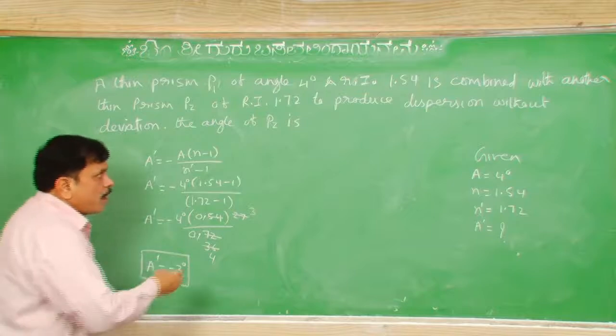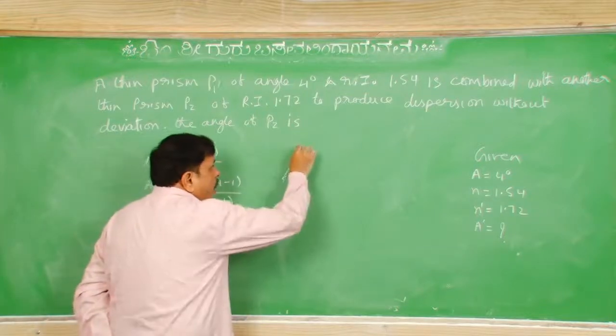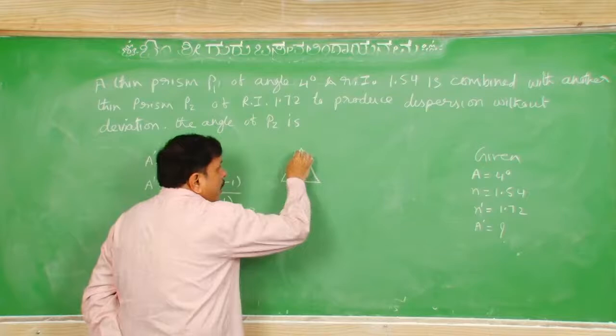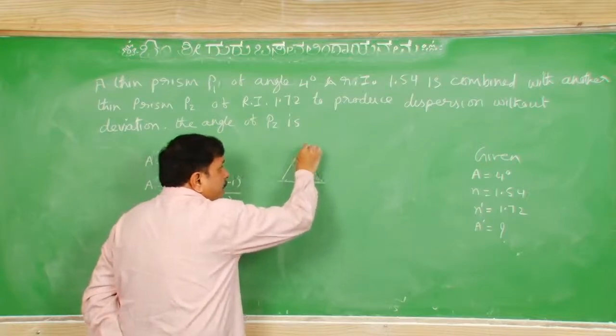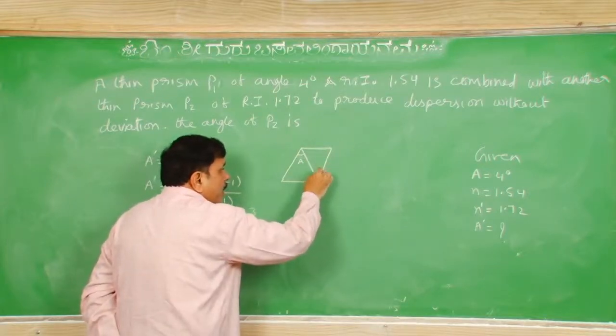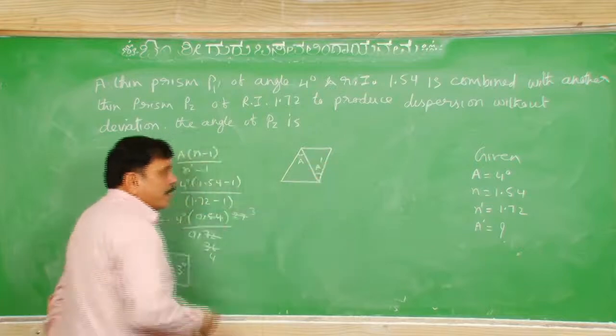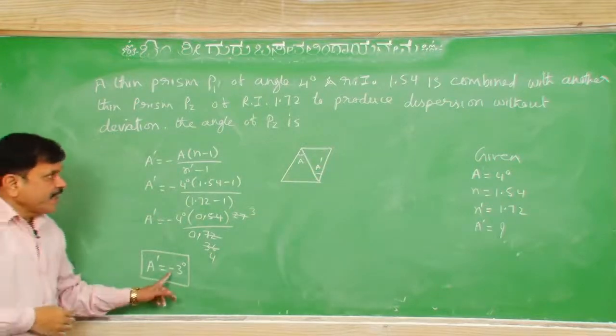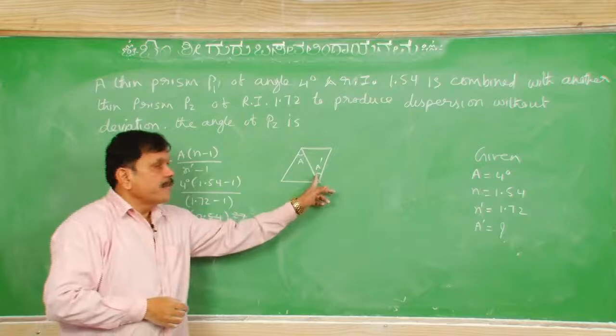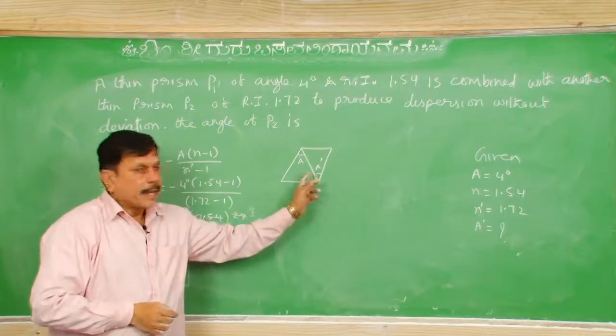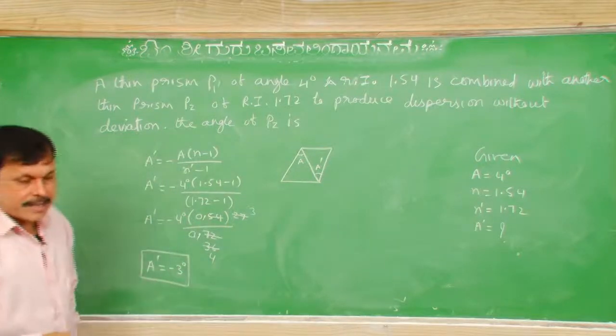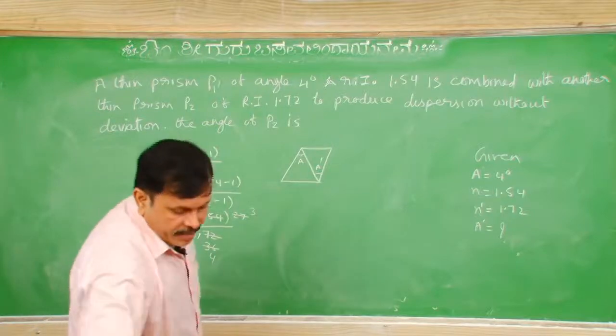Minus 3 degree means what? If one prism is arranged like this, whose angle is here, the second should be arranged in the inverted position like this. So this minus sign indicates that the angle of the second prism is in the opposite direction to that of the first prism.